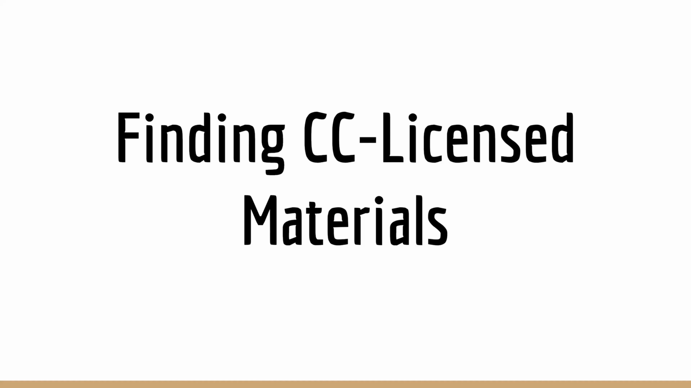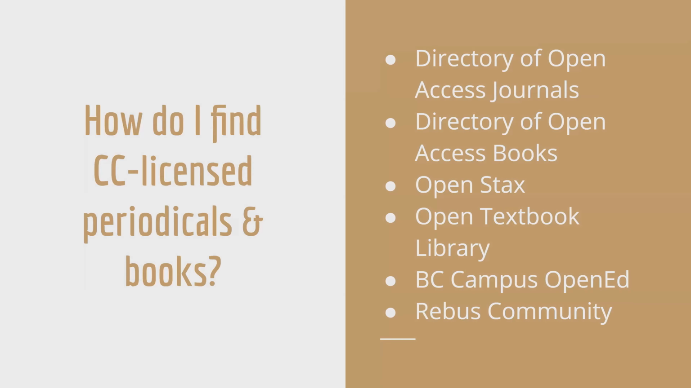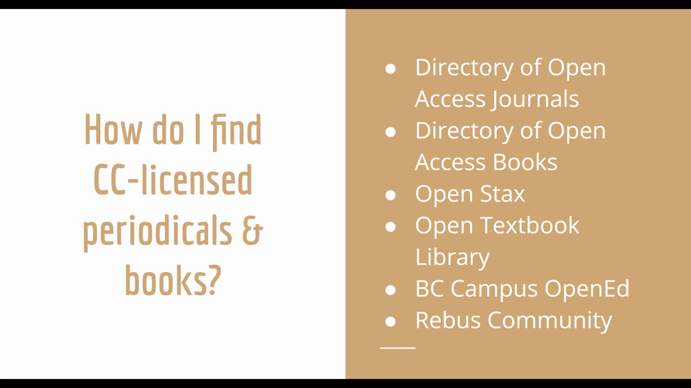Now, we've come to the end of our session, and I'm not going to go through every single resource, but there are some you're definitely going to want in your toolbox when you're looking for materials licensed under a variety of Creative Commons licenses. For journals and books, I recommend the Directory of Open Access Journals, the Directory of Open Access Books, OpenStax, and Open Textbook Library. BC Open Campus is great, and also Rebus Community, not so much for the books, but for learning about all the different open projects that are going on.